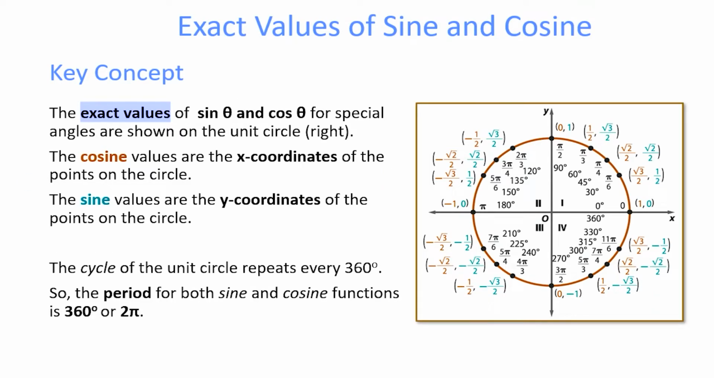Values of the sine and cosine function can also be expressed using exact values. The exact values of sine theta and cos theta for special angles are shown on the unit circle at right. Remember, the cosine values are the x-coordinates of the points on the circle, and the sine values are the y-coordinates of the points on the circle. And the cycle of the unit circle repeats every 360 degrees, or in radians, that is 2 pi. So the period of both the sine and cosine functions is 360 degrees. That's how long it takes for them to repeat one complete cycle.